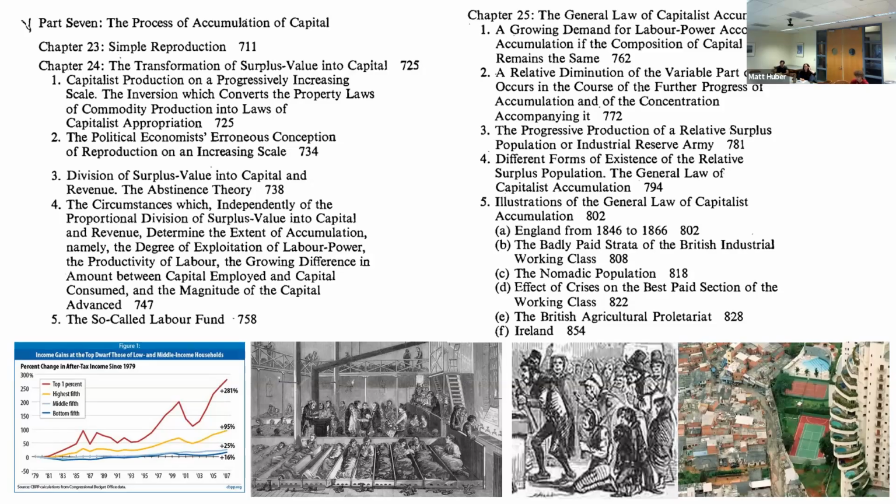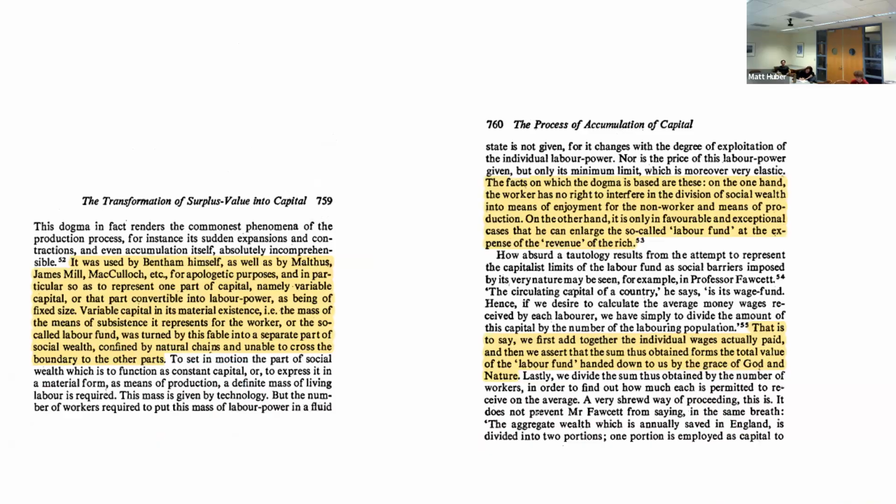So then he gets into, again, one of his little nitpicky things with the political economists about the labor fund. The political economists have this dogma that there's a fixed amount of capital that they can accumulate, and that actually means there's also a fixed amount that would go to the workers, or what he calls variable capital, and that fixed amount is called the labor fund.